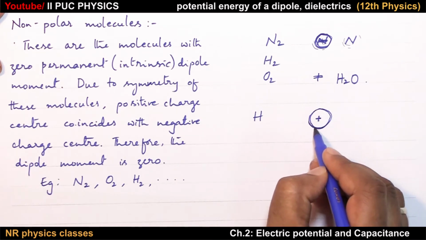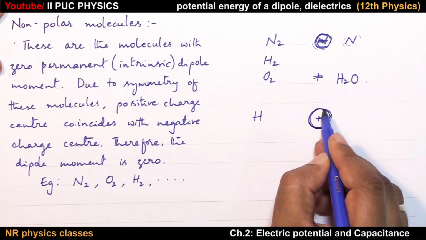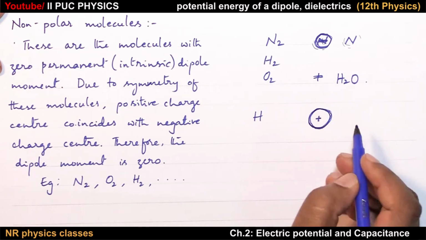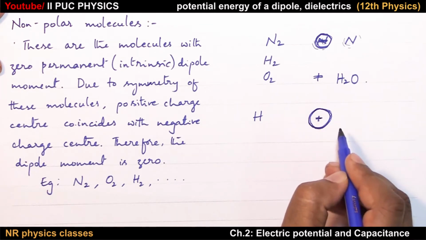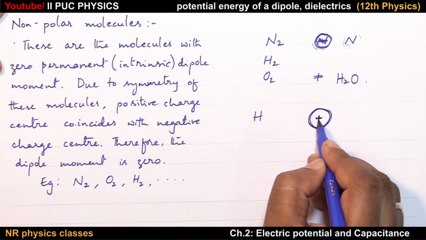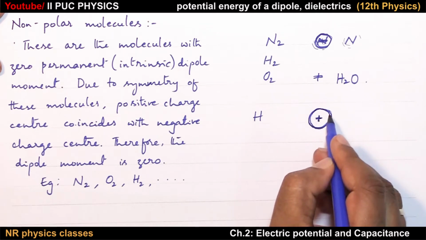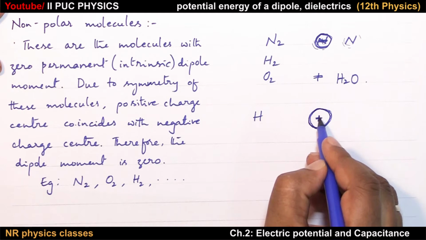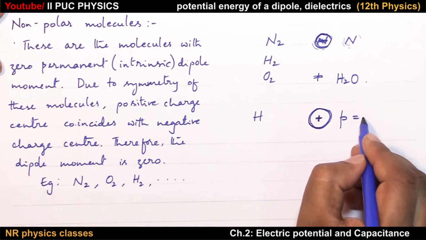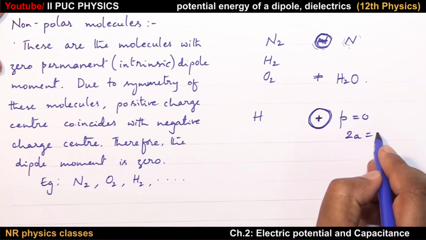So we call it an electron cloud. So negative charge is imagined to be everywhere. So the negative charge center is exactly at the center, and at the center there is a proton. Therefore, there is no separation between the negative charge center of the electron cloud and the positive charge center of the nucleus. Therefore, the dipole moment is equal to 0. Here the dipole moment is 0 because 2a equals 0.